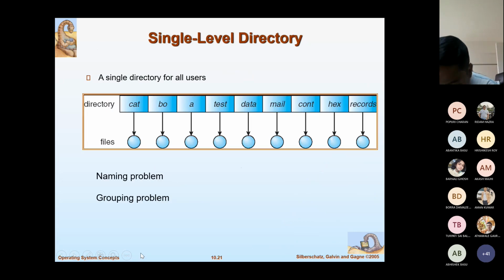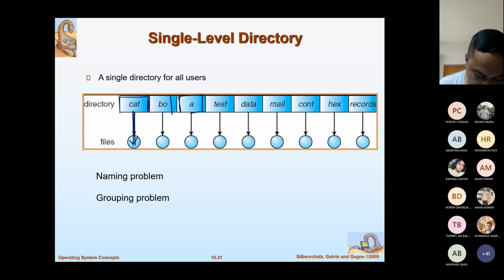Now this directory structure can be at different levels. It can be a single level directory. You have a C drive, D drive, or E drive. In the first level you have a directory name. This is one directory, this is another directory, this is another directory. Under the directory you have files. These are the different files. So, one level.